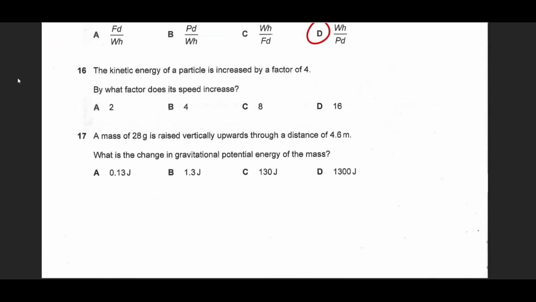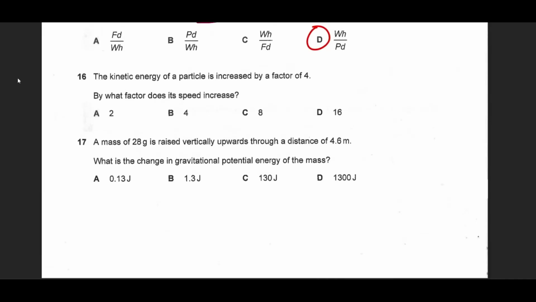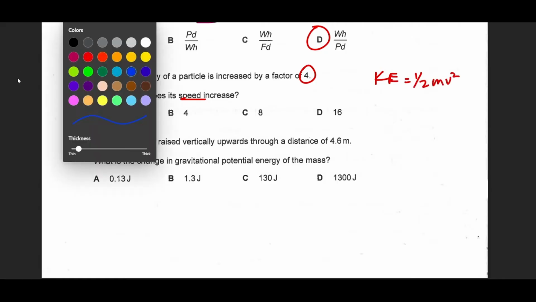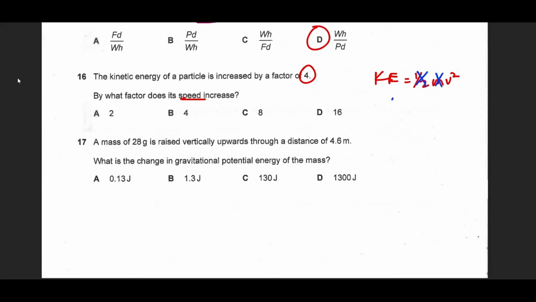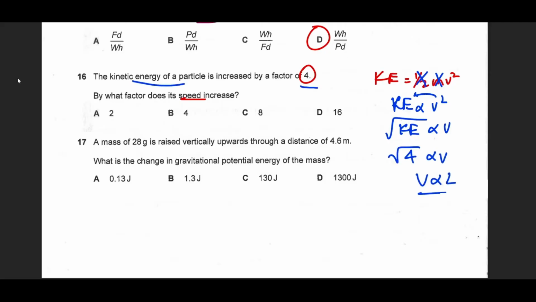All right. Okay. Question number 16. The kinetic energy of the particle, this is again a simple question, is increased by a factor of 4. What's happened to the speed of the object? So kinetic energy is equal to 1 over 2 mv square. Since he's asking me about the relationship between kinetic energy and velocity, I will ignore half and m and come down to this proportionality. And then take the square root over there. So this becomes kinetic energy under root being proportional to v. He says that the kinetic energy increases by a factor of 4. So under root of 4 proportional to v, v proportional to 2. So the speed would have doubled. The speed would have doubled to cause a 4 times increase in the kinetic energy.